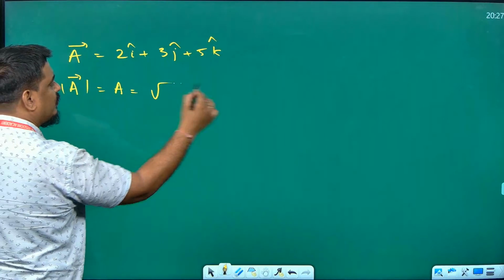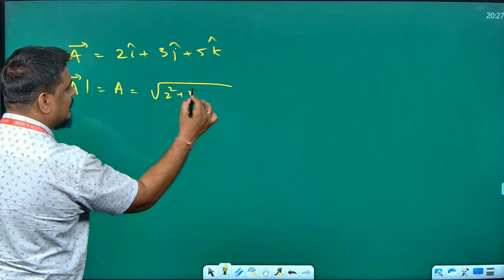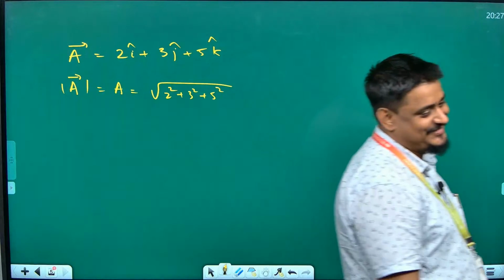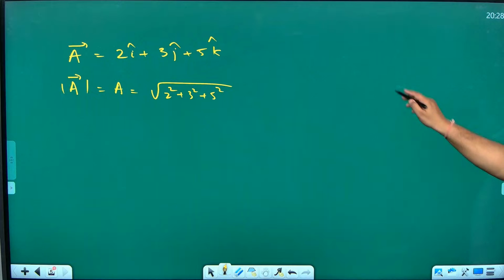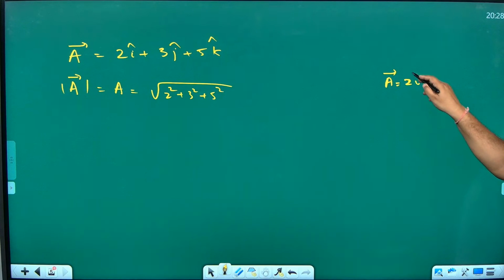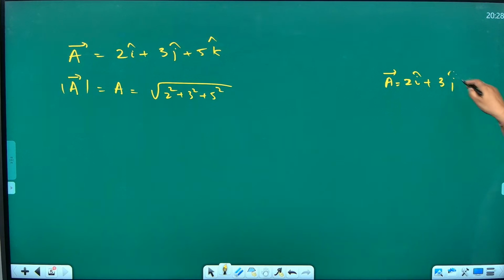Root of 2 square plus... how it came, you know? I will tell you how it came. Suppose I am having any vector, for easy understanding I am telling, suppose I am having 2i cap plus 3j cap, just a two-dimensional vector I am writing. What it means? 2 units in x direction, 3 units in y direction.